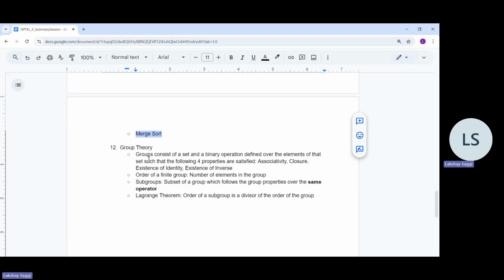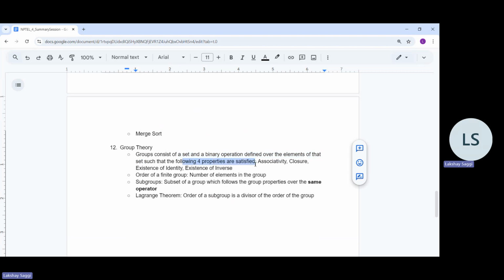So what is a group? A group consists of a set and a binary operation defined over elements of that set. Just this is not sufficient to define a group. There should be a set and a binary operation defined over elements of the set such that the following four properties are satisfied.